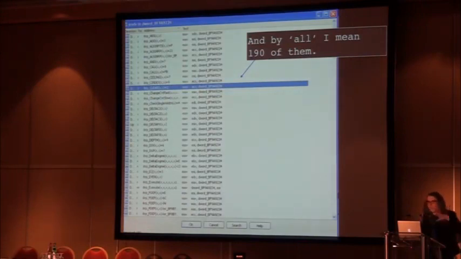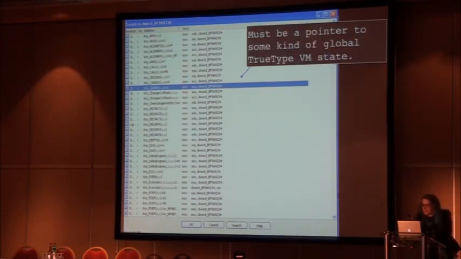So I don't know if I've ever used IDA, but it's got a bunch of really useful things for saying, hey, what functions actually touch this particular memory address. Anyway, so yeah, it's pretty safe to assume that whatever this is must be a global VM state.